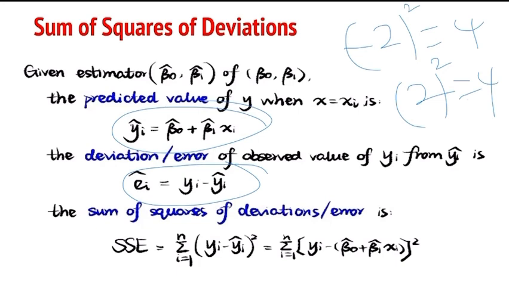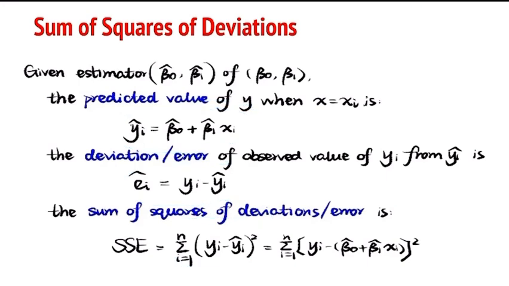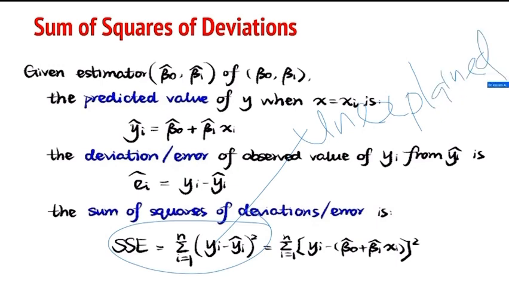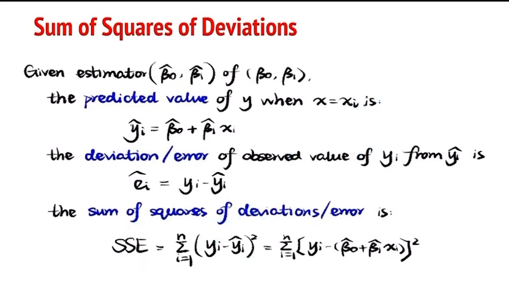Now I'm going to sum them. This is what we call the sum of square error. Another name for the sum of square error is what we call unexplained variation. And don't forget, the unexplained variation is what other variables explain, the variables you did not consider in your model. We want a situation whereby the effect of the variables you did not consider in the model is actually minimal.